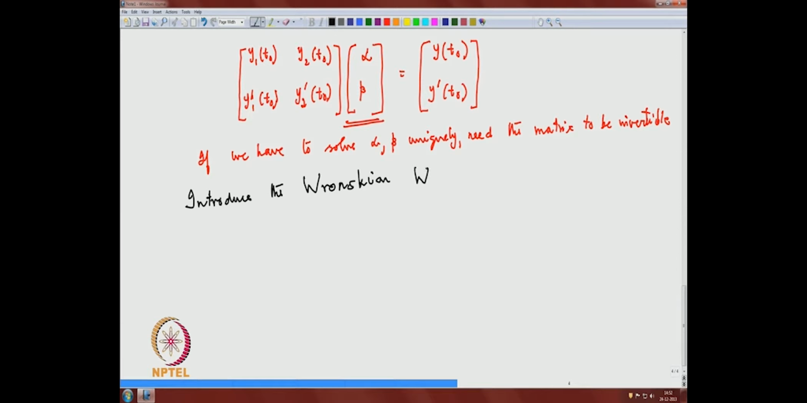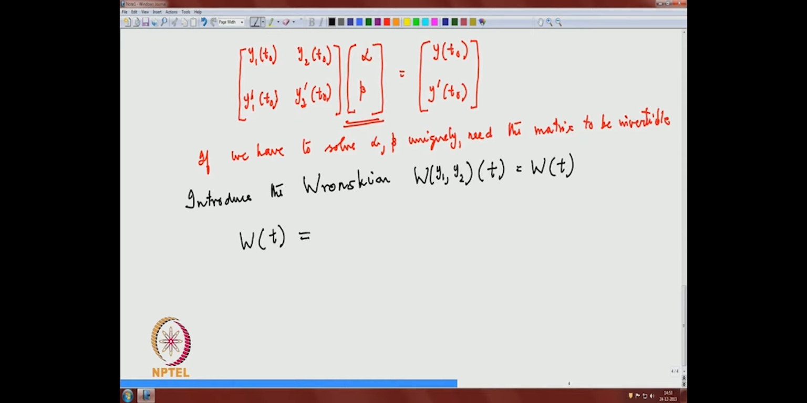We write W as a function of t, but it depends on y1 and y2. So we are not treating W as a function of t, y1 and y2; we are writing W of y1 and y2 to represent that it depends on y1 and y2, but as a function of t. This is also denoted by W(t), unless there is confusion. So, what is W(t)?